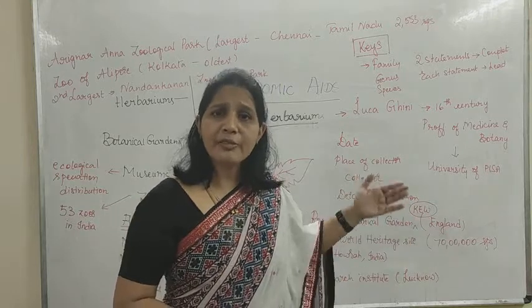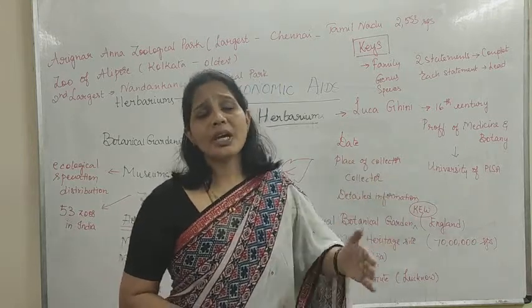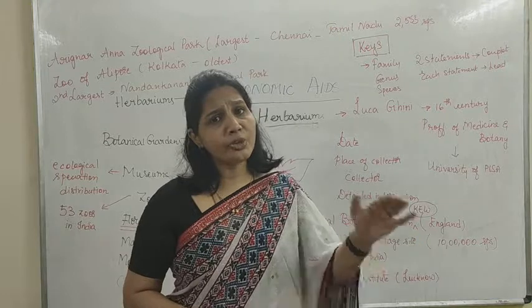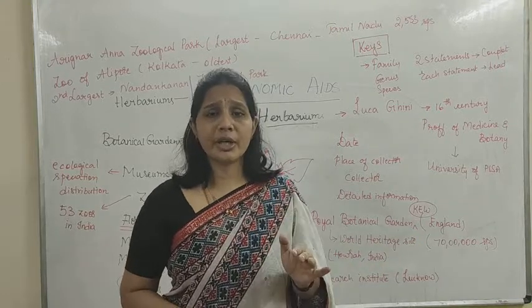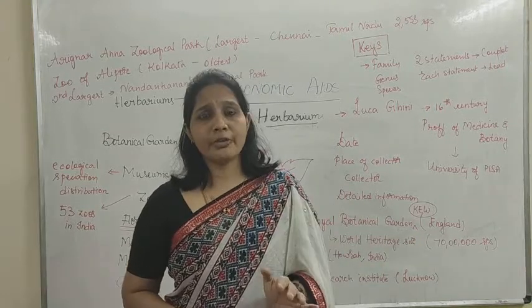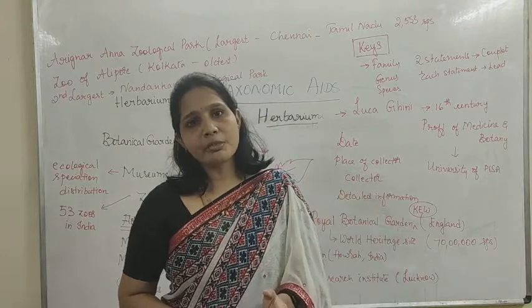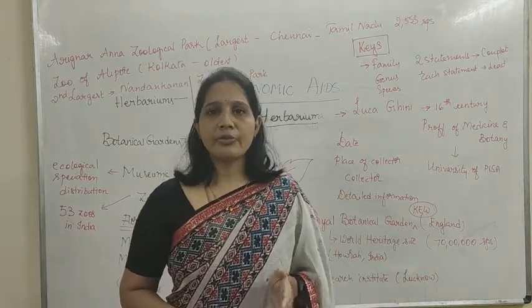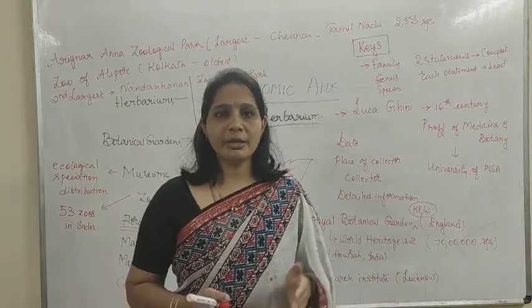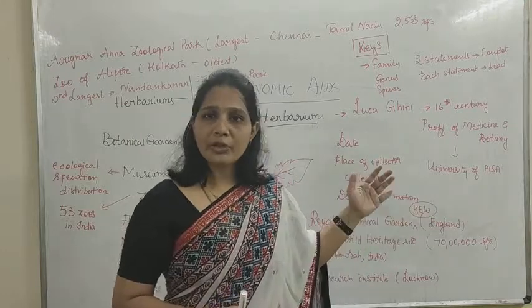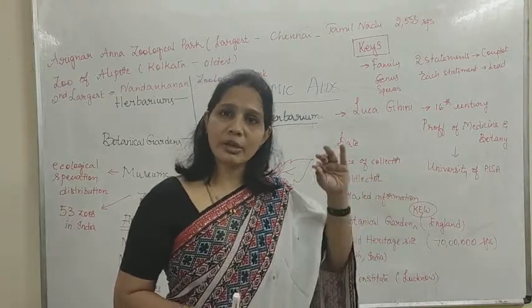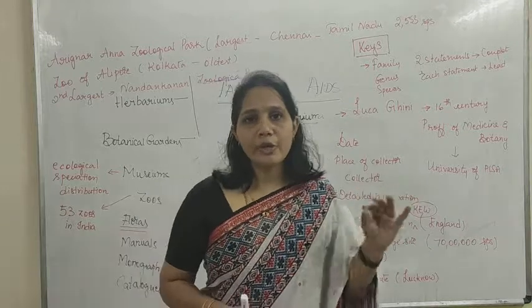That means there are different resources which can be used to identify and classify a living organism, and how to store the information or preserve the specimens as well as the information in a detailed manner. That is what we finished with the taxonomic aids, with which we have come to the end of the chapter.